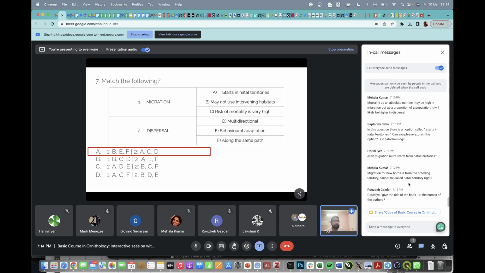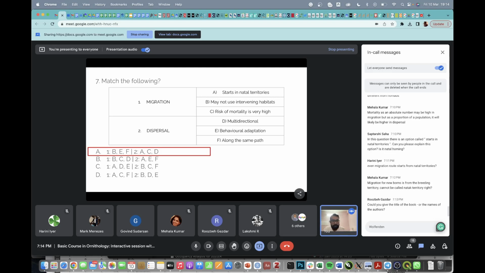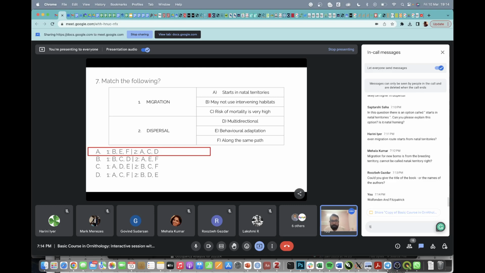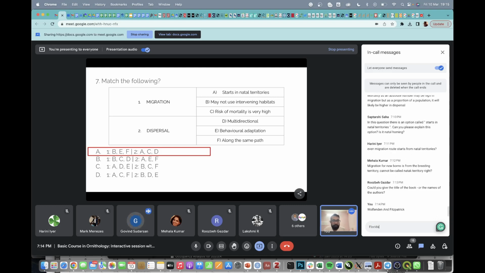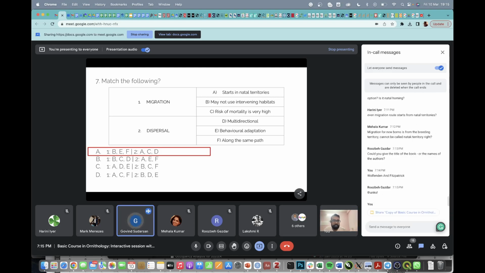Could you give the title of the book or the name of the authors? The authors are Wolfenden and Fitzpatrick.